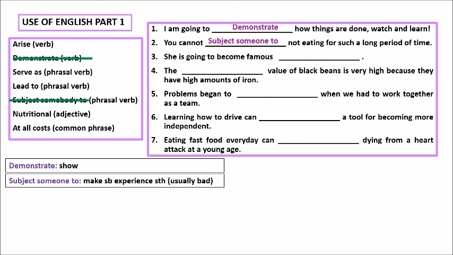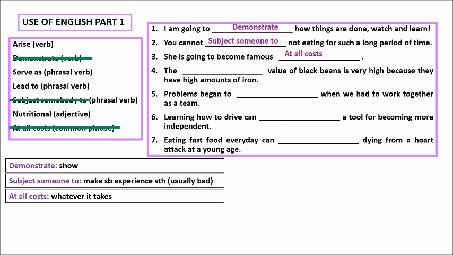To make someone go through a bad experience. Okay, great. Number 3, she's going to be famous at all costs. This is a common phrase, and it just means that she's going to be famous whatever it takes, or whatever she has to do to become famous.